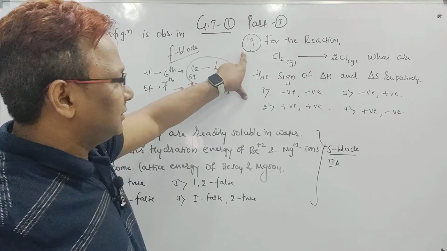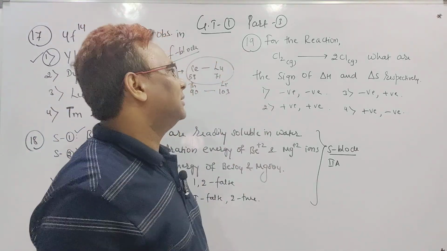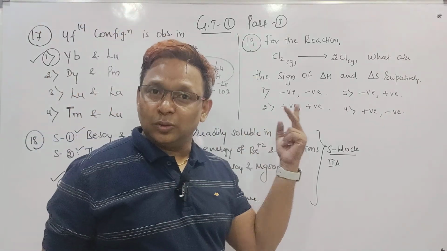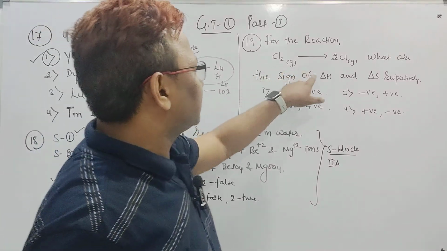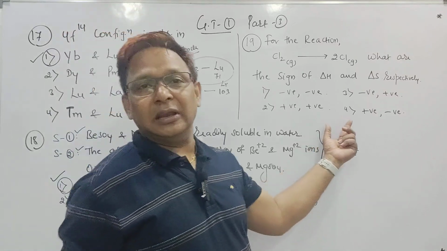But this is a question on the sign of delta H and delta S, again coming from the thermodynamics part. See beta, this is our second type. In one paper only we got two thermodynamics questions, which means it is a more important chapter. For this reaction, what is the sign of delta H and delta S? Beta, one trick I will tell you.